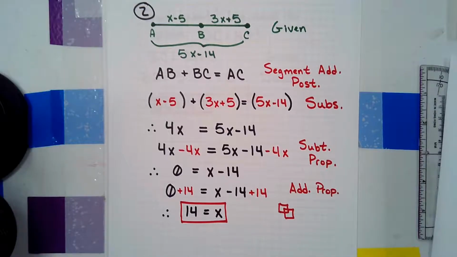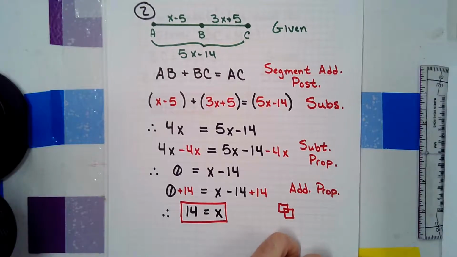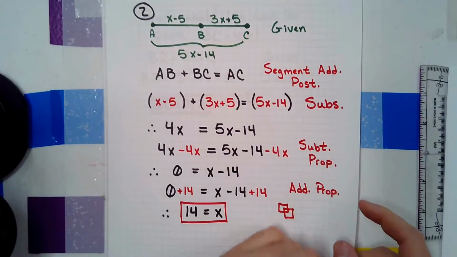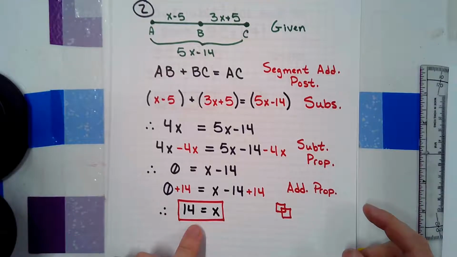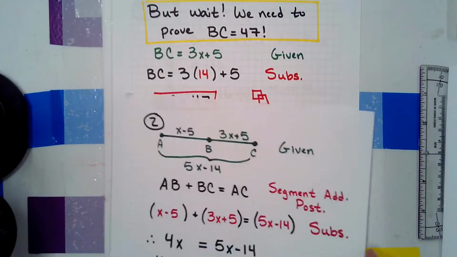That's right, because what did they want us to find? They wanted us to prove that BC, I believe, is 47, right? So we're not done. We found x. This is like most of you guys on your tests. You circle x because you're so used to it. But actually, they want us to prove that BC is 47.